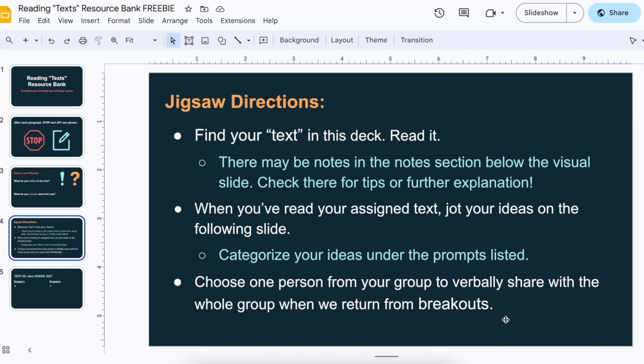I also like to remind folks that you're going to have to share out with the larger group. You will have this visual slide to help you, but make sure you name someone and you decide as a group who that person that will be your spokesperson is going to be for the group. So they're ready when they come back together.